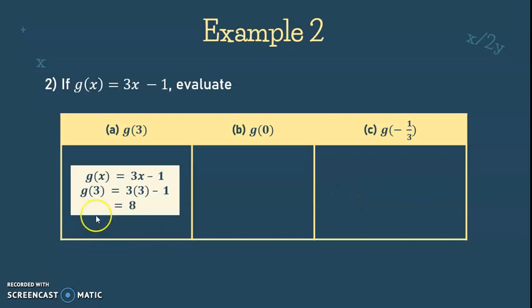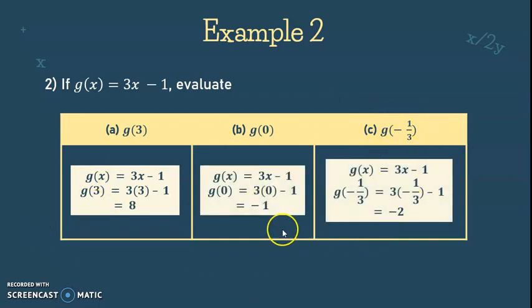Alright, so I believe all of you have done these two questions. Okay, so now these are the answers. Okay, if you cannot find the answer, please ask me.